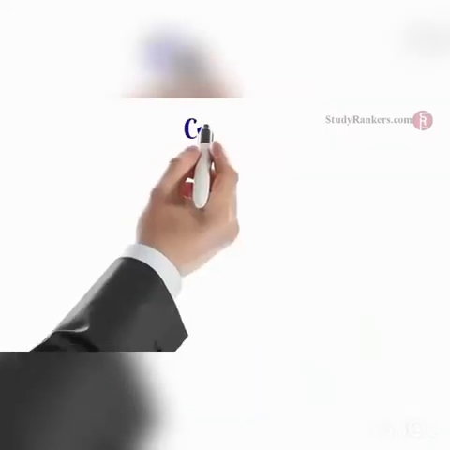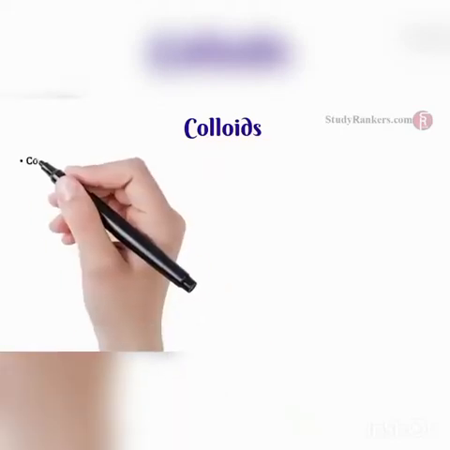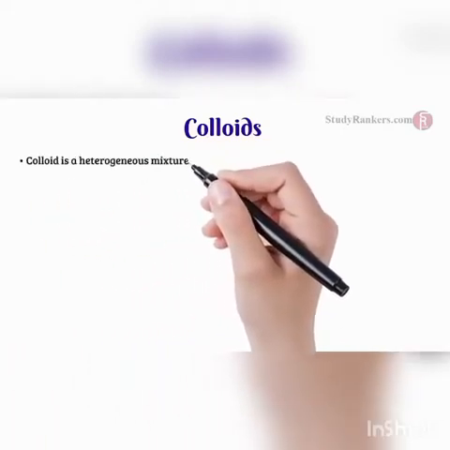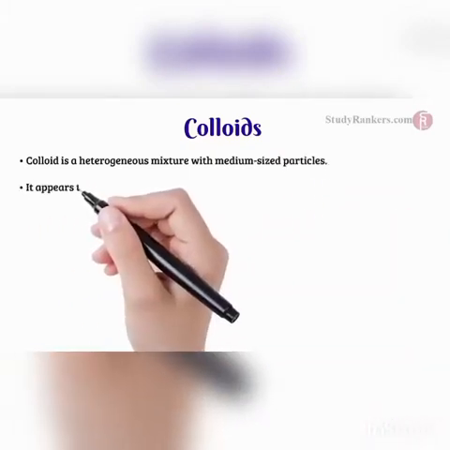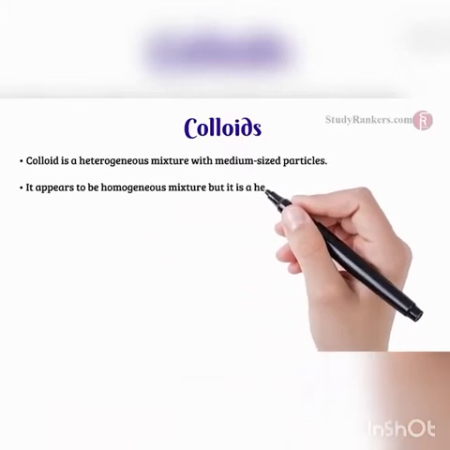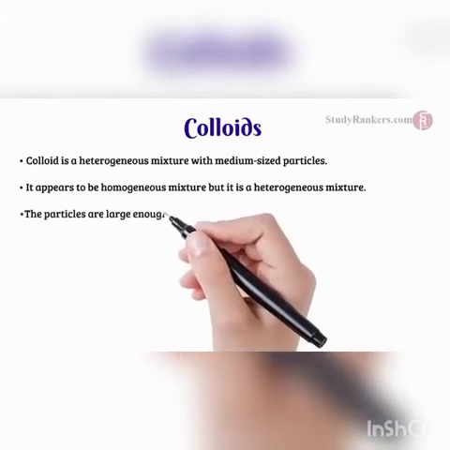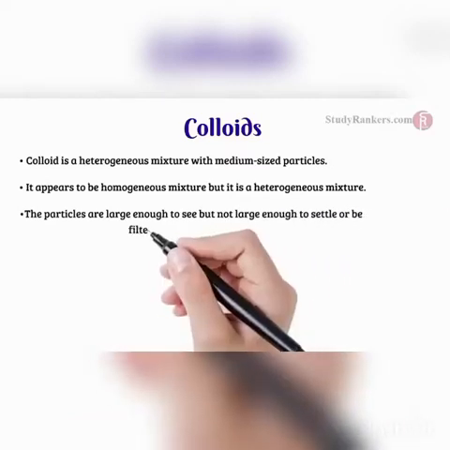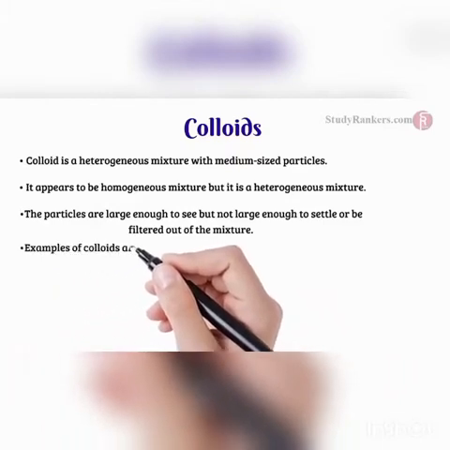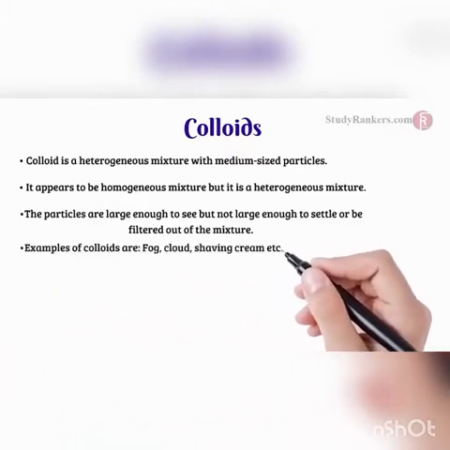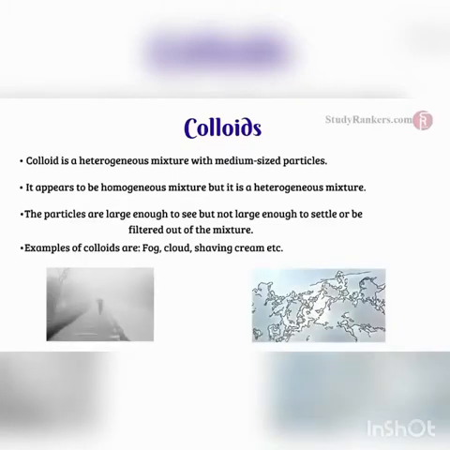Now, we are going to learn about colloids. How can we describe it? Well, a colloid is a heterogeneous mixture with medium-sized particles. It appears to be a homogeneous mixture, but it is a heterogeneous mixture. The particles are large enough to see, but not large enough to settle or be filtered out of the mixture. Examples of colloids are fog, cloud, shaving cream, etc.